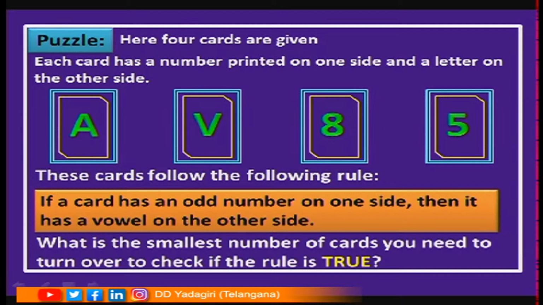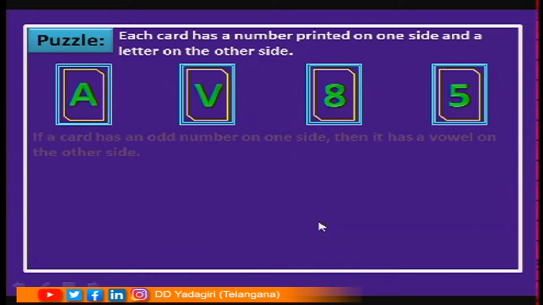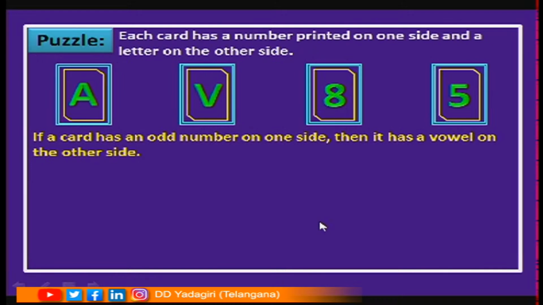I can turn all these 4 cards, but I need to turn the minimum number of cards, maybe 1 card or maybe 2 or maybe 3 also. Okay. And see that this rule or this condition is satisfied. So, let us solve this puzzle, children. First carefully read the condition, that is, if a card has an odd number on one side, then it has a vowel on the other side.